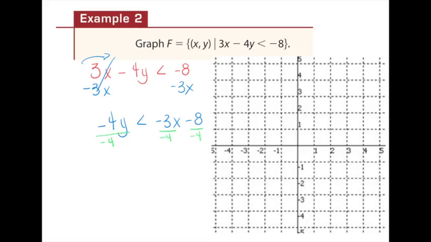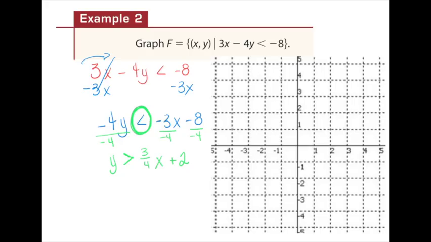So now I have y by itself, but I divided by a negative, so this sign has to flip. My slope is positive 3 over 4 because it was negative divided by a negative. And my y-intercept, negative 8 divided by negative 4, is positive 2. This is slope-intercept form.